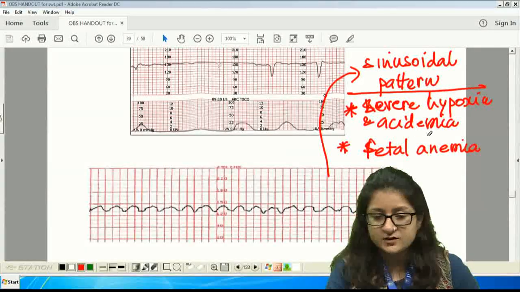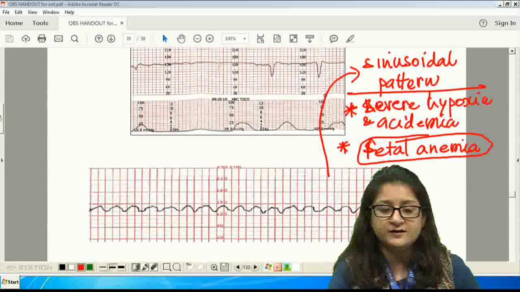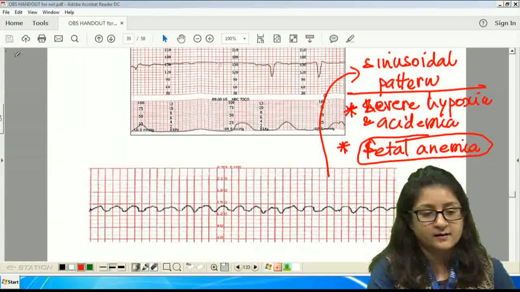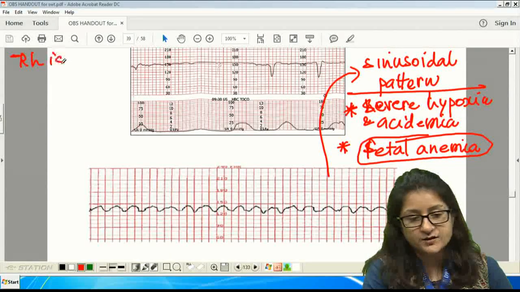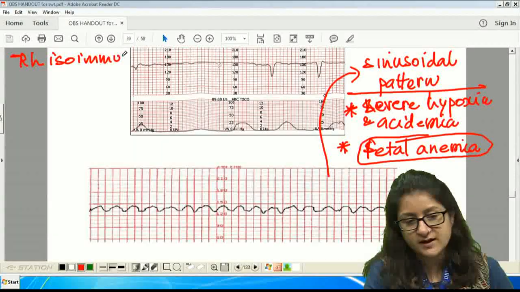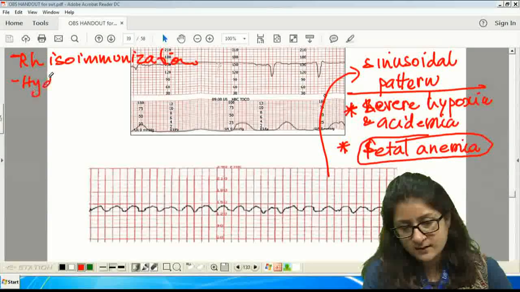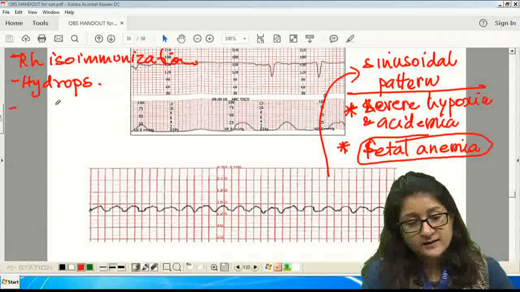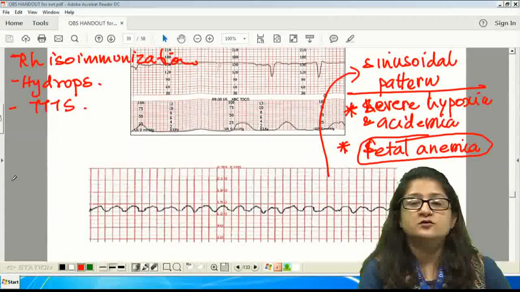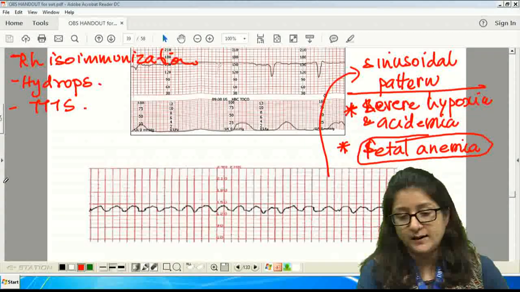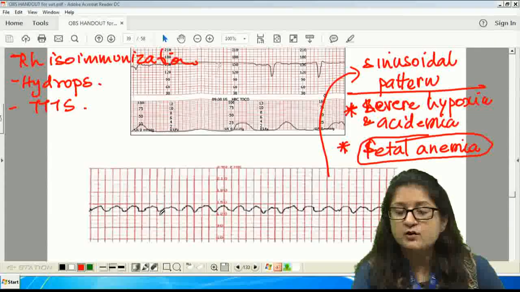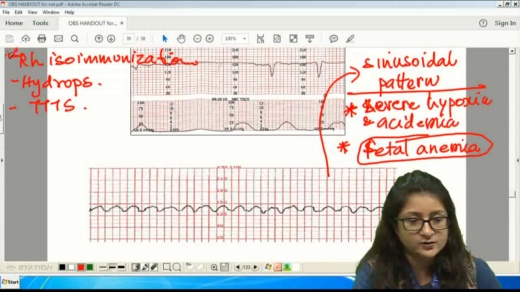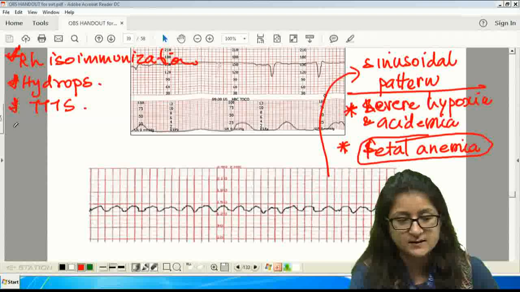What can be the situations where there will be fetal anemia? Fetal anemia can be there in Rh isoimmunization, hydrops, and TTTS, twin transfusion syndrome, where one twin will be anemic. So such a sinusoidal heart pattern can be seen in Rh isoimmunization, hydrops, and TTTS.